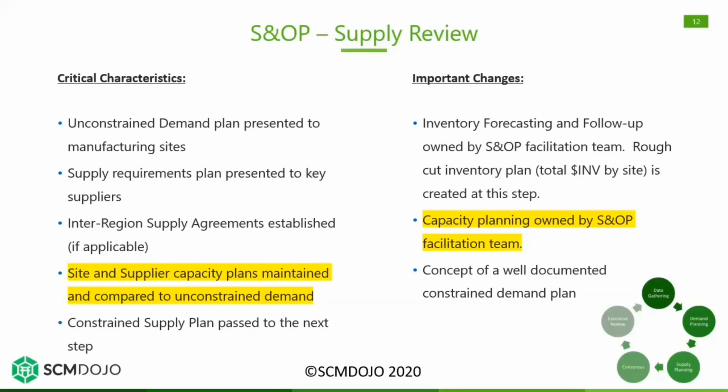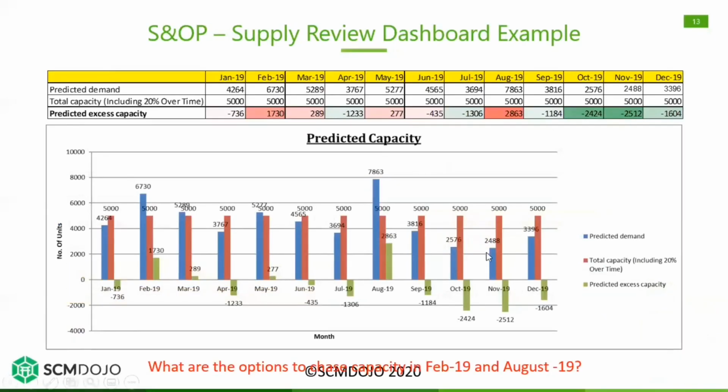So I think I have an example of that. Let's discuss this. This is a very simple example to present how demand and supply would work. My predicted demand, which let's call unconstrained demand, during the months January, February, March, April, is that. My total capacity available, which includes 20% overtime, is 5,000, because I'm just trying to make this simple. It's never going to be as level as you see in this example, but it's easy, so you understand the concept.